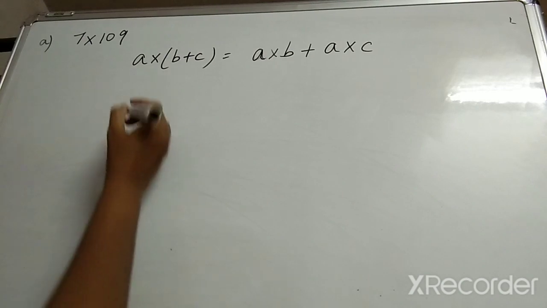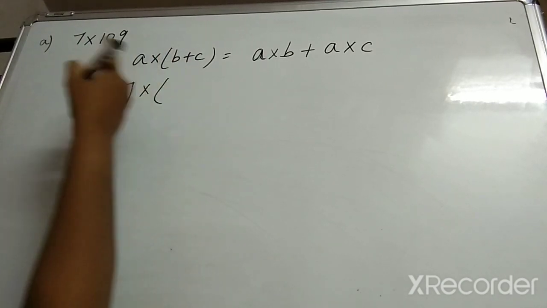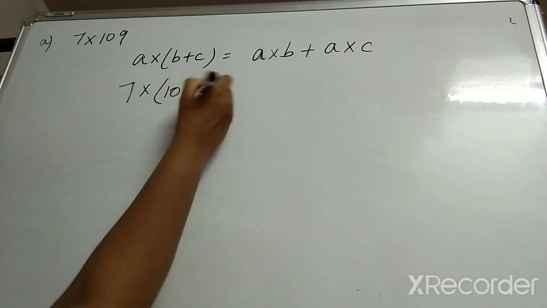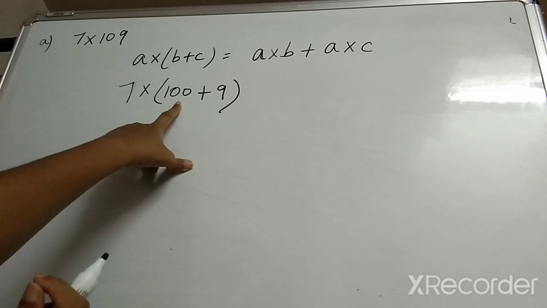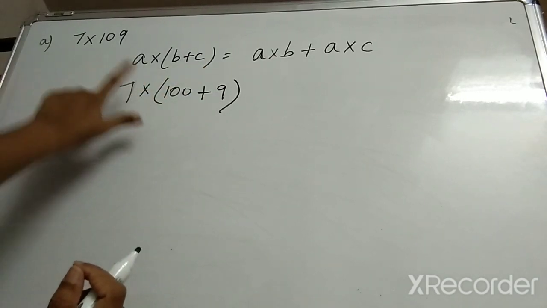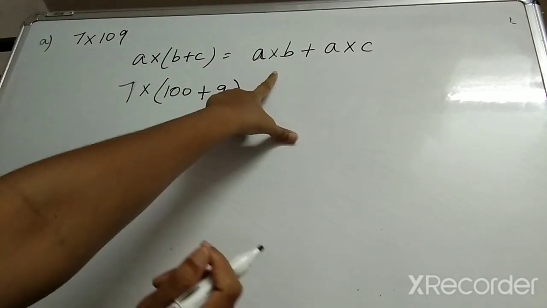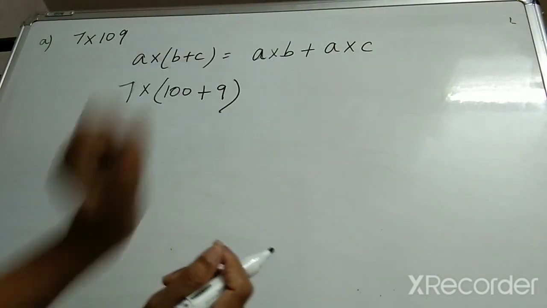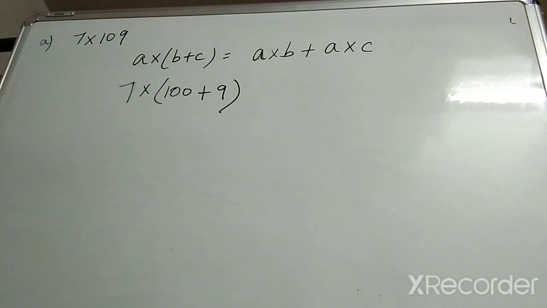So how can we write? I am writing it as 7 into (100 plus 9). Yes, so 100 is B and C will be 9. Now I have made the question into distributive form. What is this equal to? A into B plus A into C. Now this one I have to expand this way.